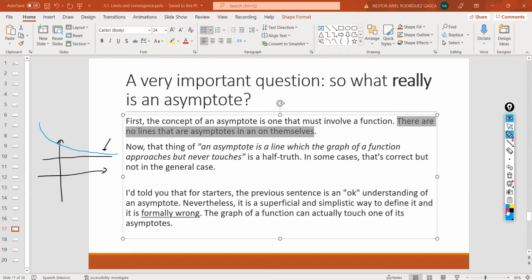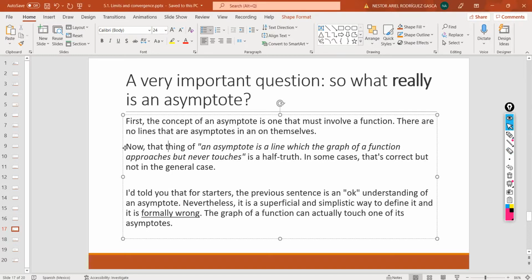Maybe for another function which I can draw in red, this other function, parabolic function, this line is not an asymptote to this function. So you see, you must have a function and then a line to say whether that line is an asymptote to that function or not. But there is no line such that you can call asymptote just like that. That's impossible. Okay, that's the first thing.